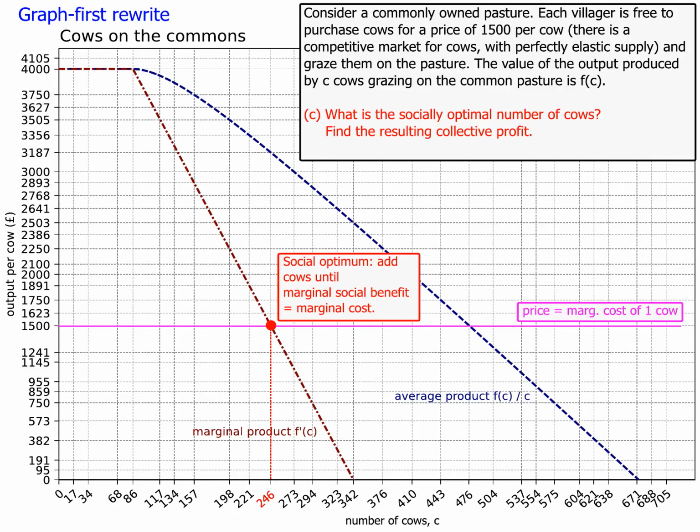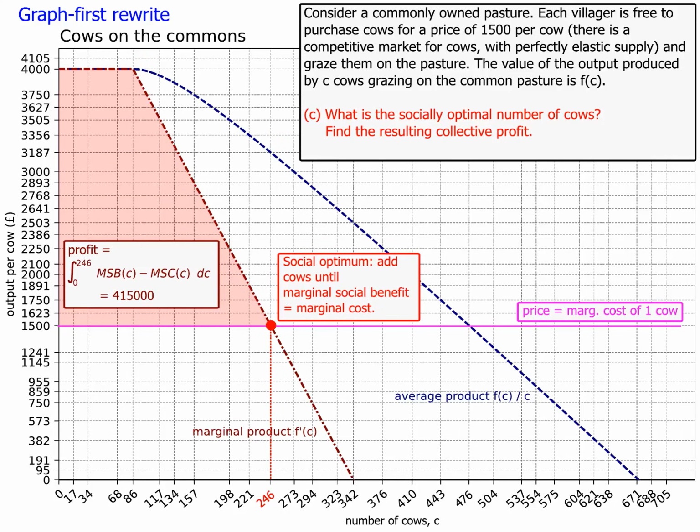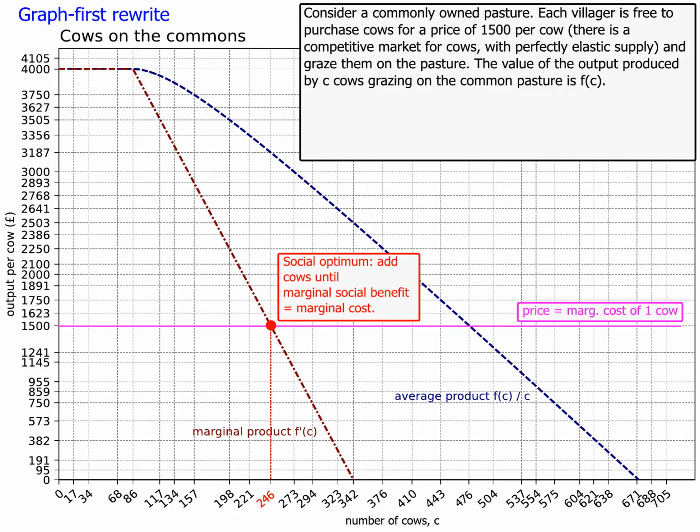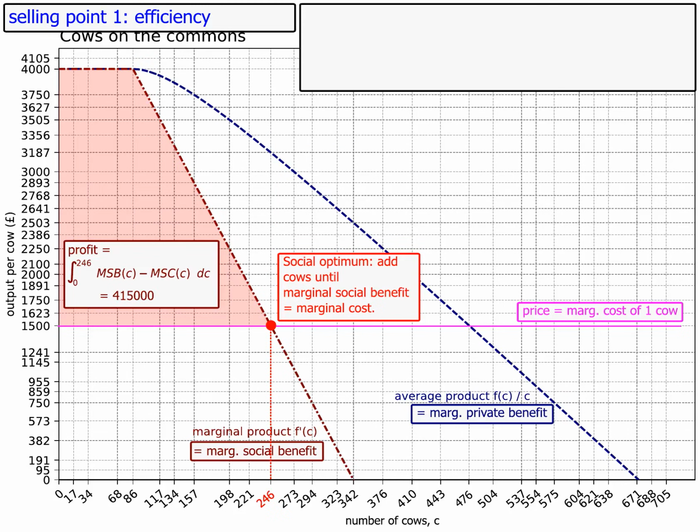The profit from the socially optimal number of cows can be computed in two ways: one way using the average output, alternatively as an area between marginal social benefit and marginal cost. Finally, a license fee can be used to decentralize the social optimum. By increasing the price per cow, we can induce farmers to stop at 246 cows, internalizing the externality. The required license fee is $1,687. The exercise is now complete.